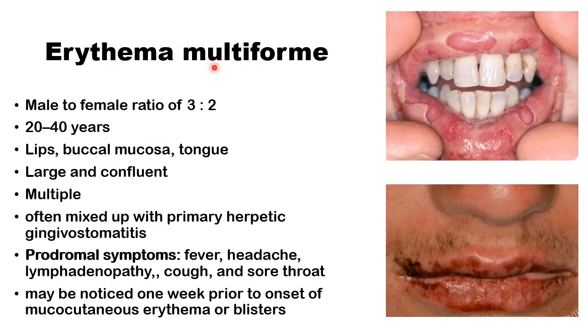Erythema multiforme has a slight male predominance. It affects more the age group between 20 and 40 years and affects mostly the lips, the buccal cavity and the tongue. It forms large and confluent, multiple ulcers. They are often confused with conditions like herpetic gingivostomatitis, but the ulcers here are much larger. They can be preceded by prodromal symptoms in the form of fever, headache, lymphadenopathy, and sore throat, and these prodromal symptoms may be noticed a week before the start of the eruption in the skin and the mucous membrane.